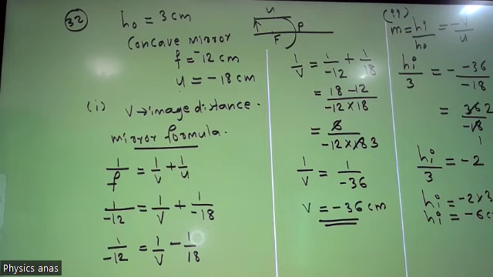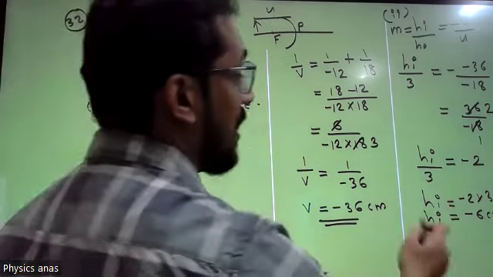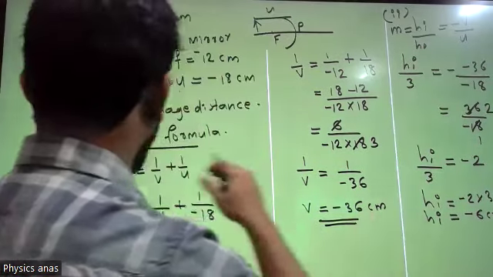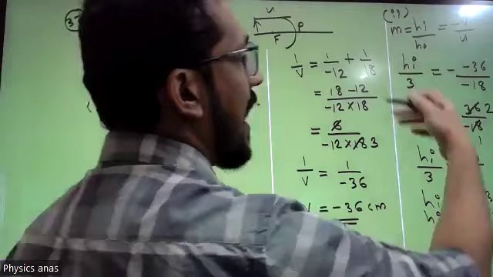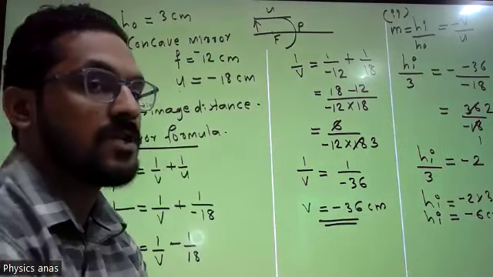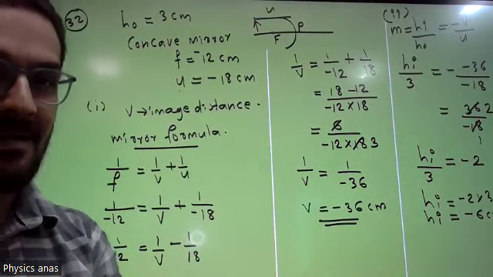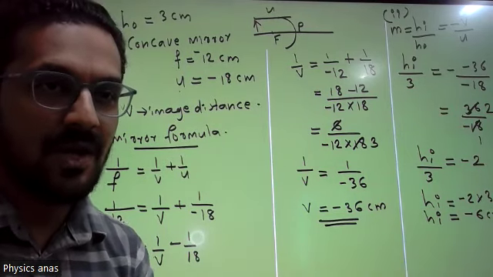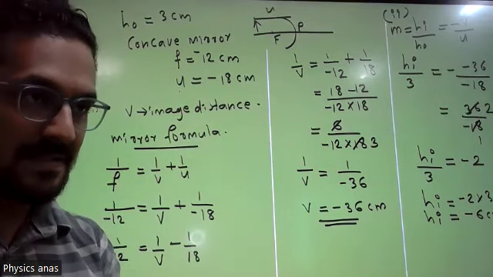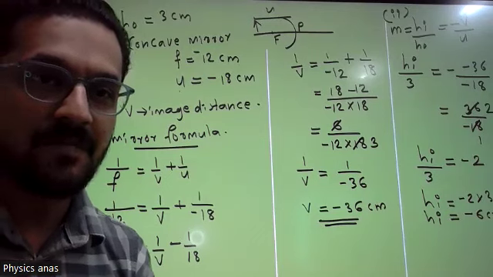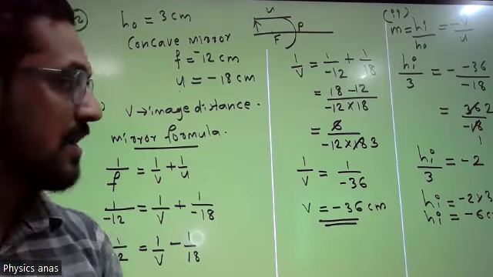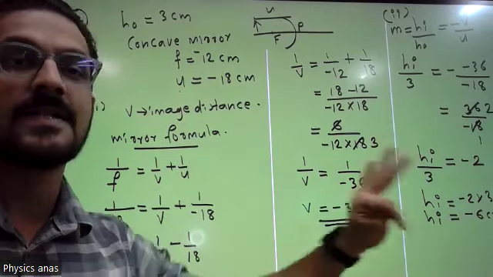From this, you can understand what will be the nature of the image. Image will be inverted. And the value of magnification is what? Magnification is not directly given, but the value of magnification will be a negative value. Who has a negative value for magnification? Real image. So this image will be real and it is inverted.